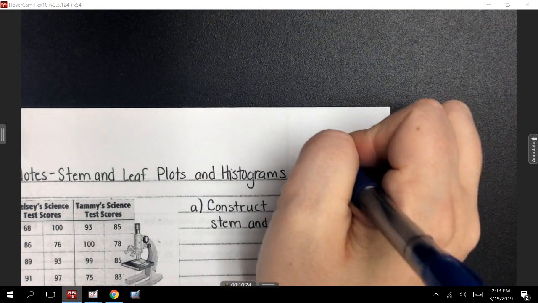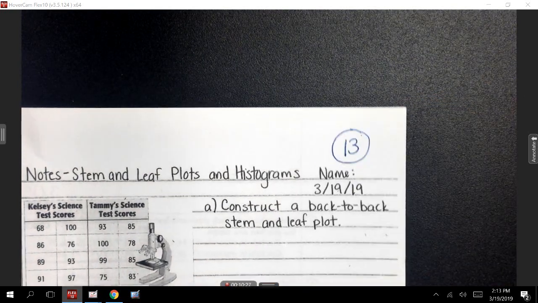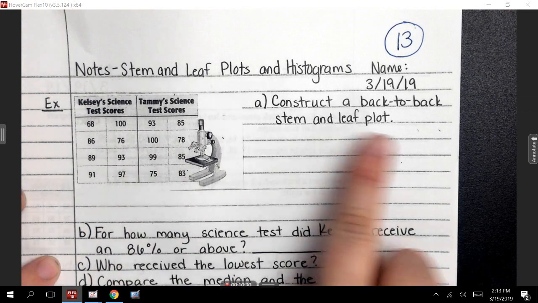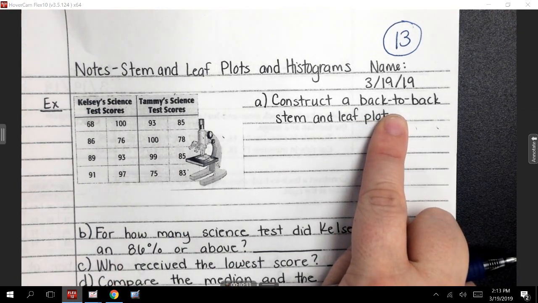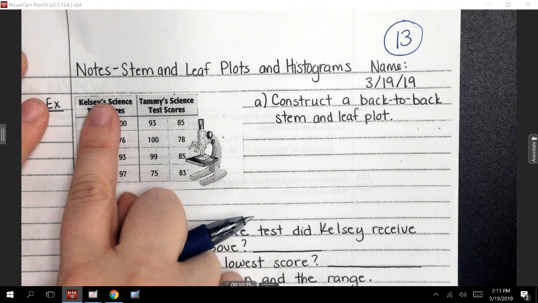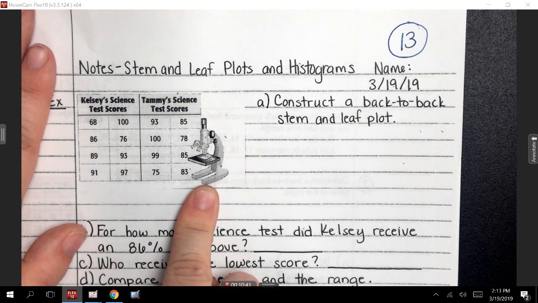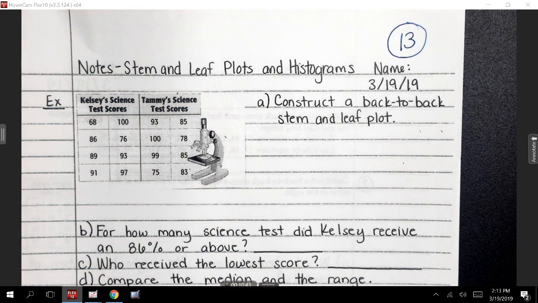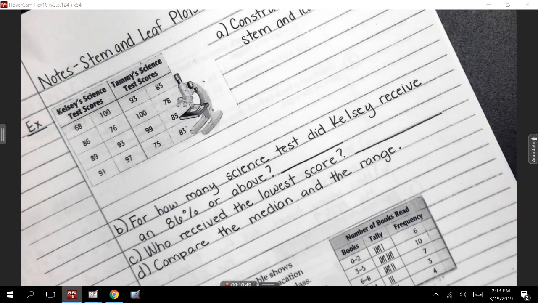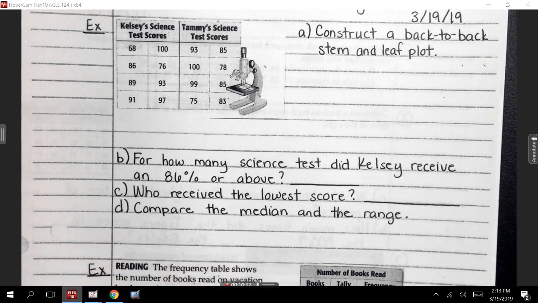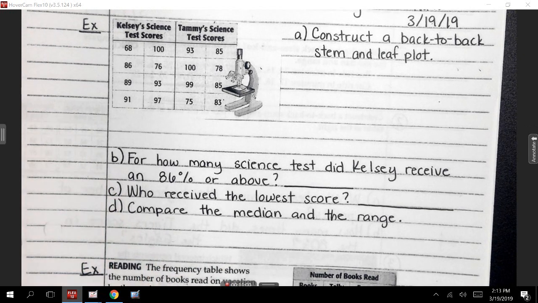All right. So for our notes today, this is going to be number 13. As I said before, we are going to talk about stem and leaf, but we're going to go straight into a back-to-back stem and leaf. What that means is I'm not just talking about one person's test scores. I'm talking about Kelsey's test scores and Tammy's test scores. Now, if they're two different people, I've got to keep them separated. So it's like if Tammy and Kelsey stand back to back, Kelsey's scores are going to be in front of her, Tammy's scores are going to be in front of her.